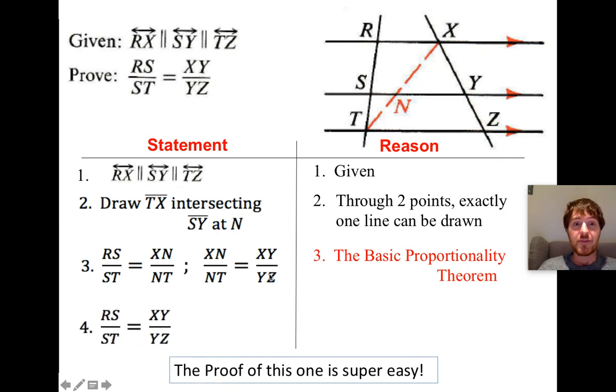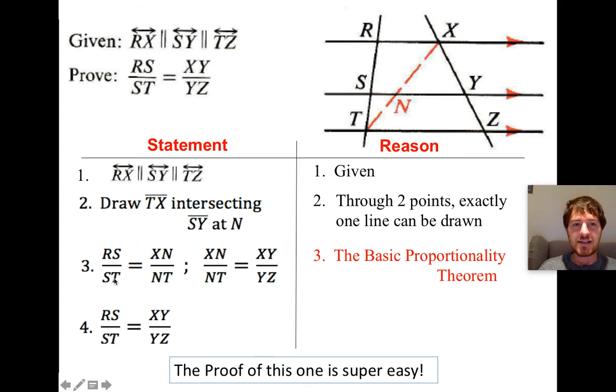Why? What's the reason for that one again? Guys, we've been doing it all year. When two things each equal the same thing. Look at this: XN over NT, XN over NT. Those are the exact same thing. They're not just equal to each other, they're the same thing reflexively. So when two things each equal the same thing, they are equal to each other. That is the great rule of transitivity, right? Abraham Lincoln, big fan of that one. We talked about that last semester.